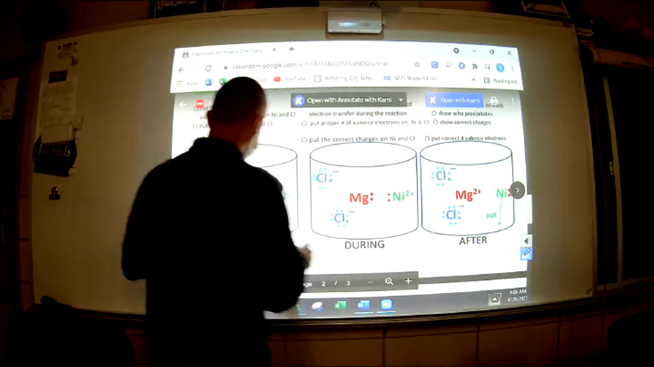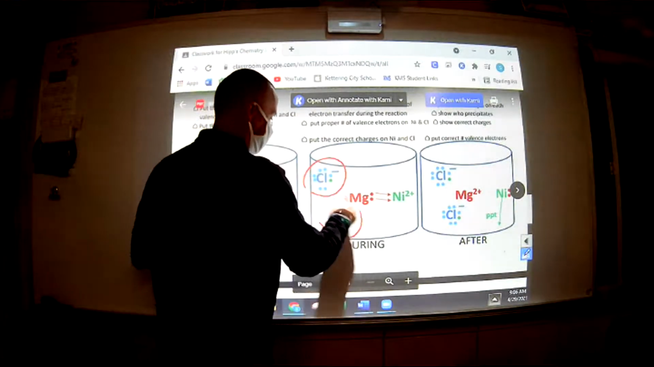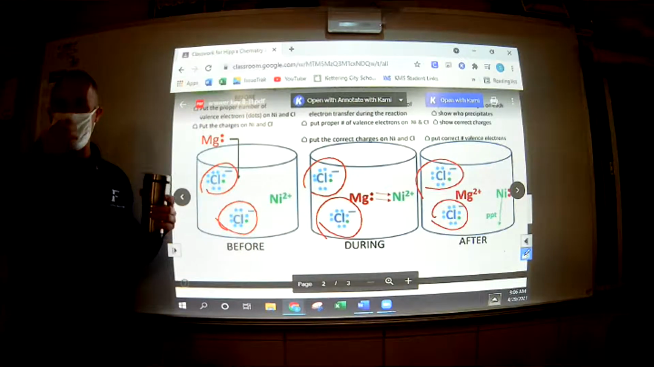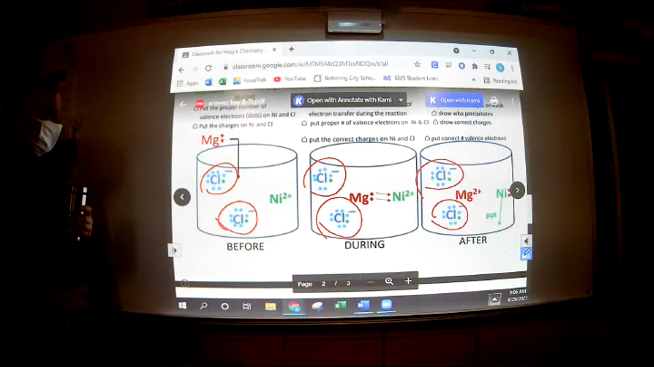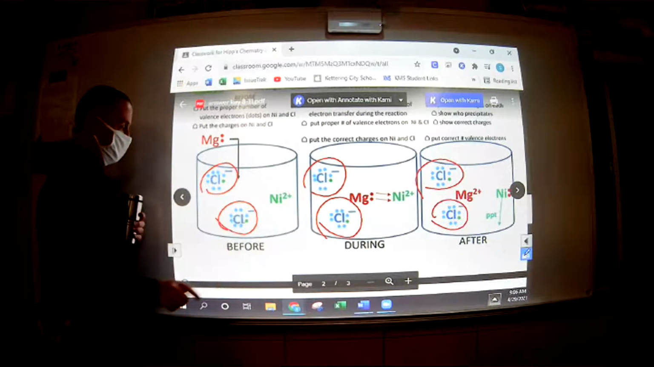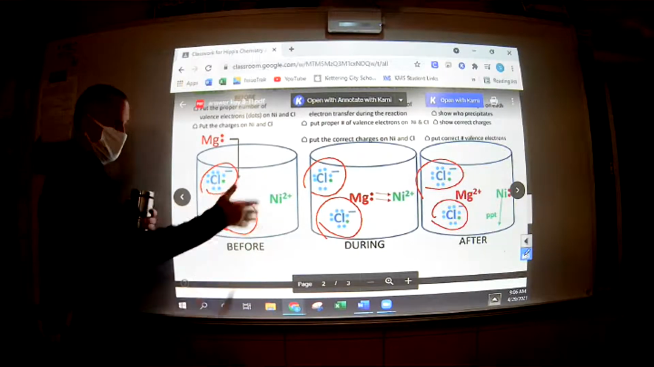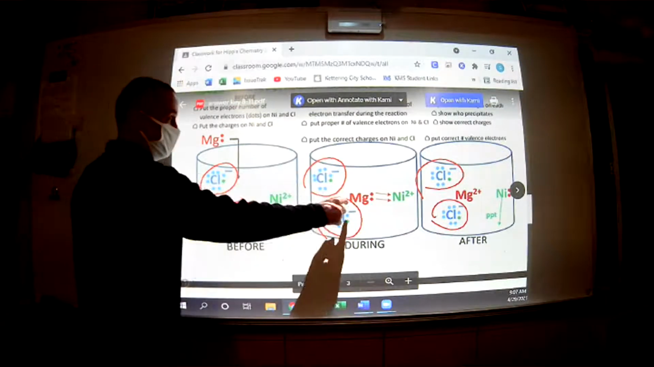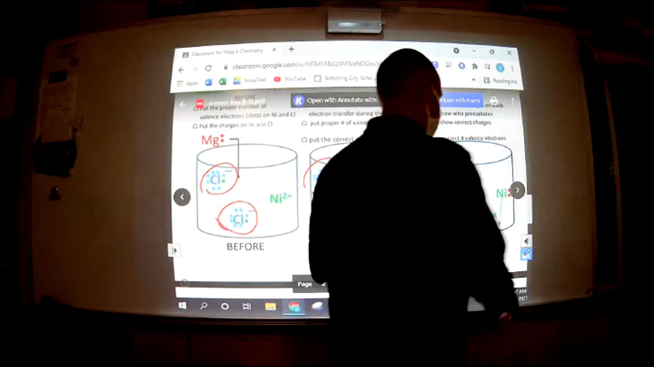What did the chlorides do? Nothing. They sat and watched it happen. They're spectators. Why is there a green dot on the chlorides? That's where nickel's electrons went, right? That's how nickel got to be 2 plus. So when we drop magnesium in, it just gives nickel its electrons, and now it's in solution.